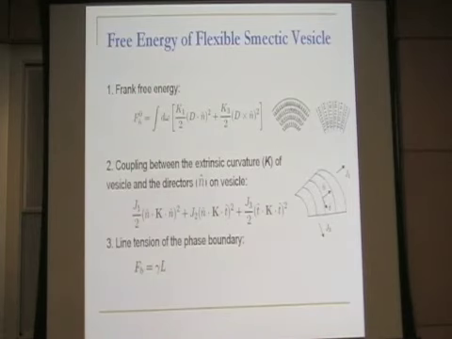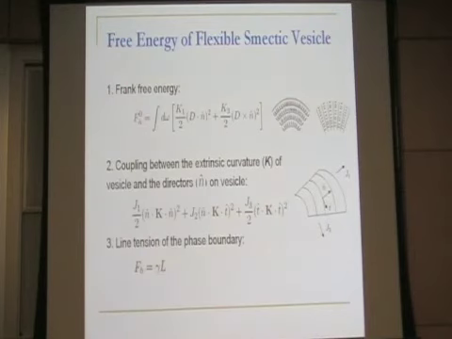The second term of the free energy is the coupling between the extrinsic curvature K and the directors on the vesicle. Here, this term describes the bending around the n direction. The n direction is just this direction. And this term describes the deformation around the t direction. The t direction is just this direction around the curved finger. The last part of the free energy is the line tension of the phase boundary. Here, L is the length of the phase boundary.